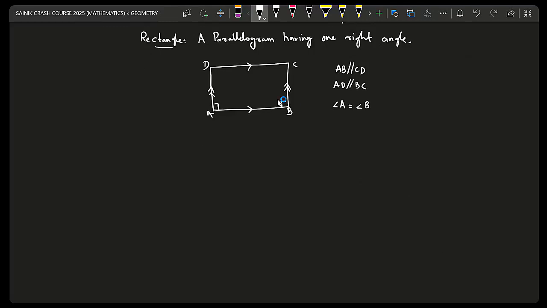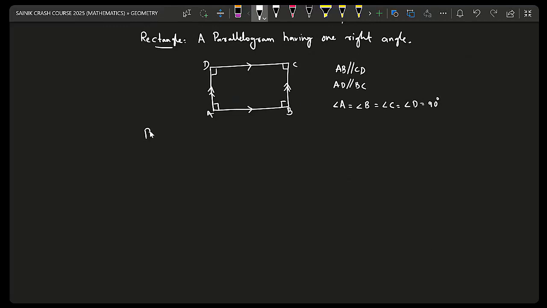90 degrees only. If A is 90, its opposite angle C will be 90 because in a parallelogram, opposite angles are equal. Similarly, B is 90, so D will also be 90. So we can write here 90. If one angle becomes 90 degrees, all the other angles also become 90 degrees. We can write A, B, C, D all equal to 90 degrees. So this is the definition of a rectangle. It is a parallelogram having one right angle.